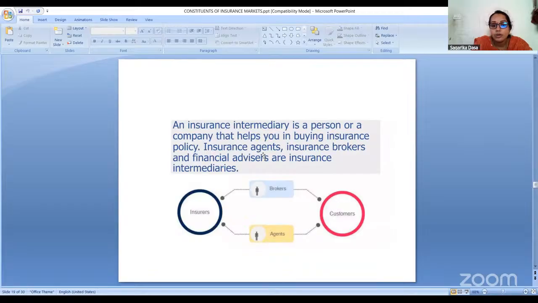buying an insurance policy. That is, an insurance intermediary acts as a mediator between the insurers, that means the insurance company, and the customers, that is the policyholders. It could be insurance agents, insurance brokers, financial advisors, or any other person who acts as an intermediary party between the insurance companies and the policy holders.